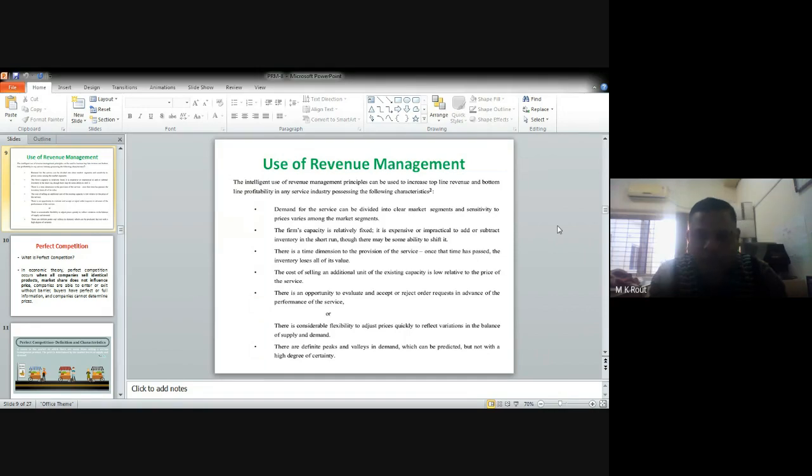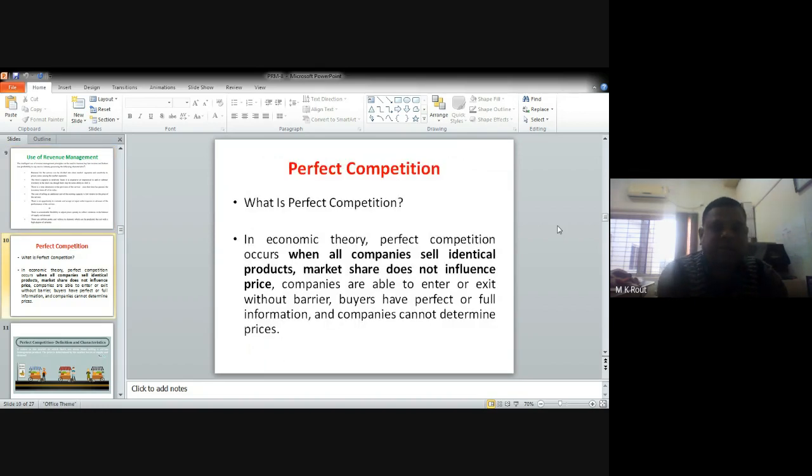Moving to the next one, the most important thing in revenue management is model number two, that is known as perfect competition. Let me elaborate the most important aspects of perfect competition, especially the literal definitions. These are vastly used in economics. Perfect competition occurs when all companies sell an identical product. If you take the example of Milk Moo versus Umped, they are selling the same identical product, pasteurized milk.